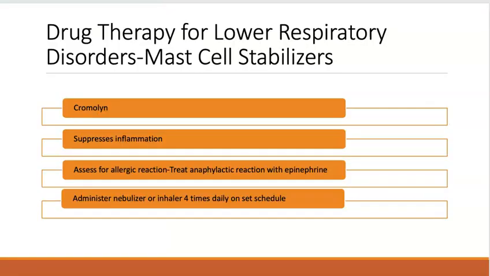Then we're going to talk about mast cell stabilizers. So this one talks about cromolyn. This one also suppresses inflammation. You want to assess for an allergic reaction because we have had people have allergic reactions to the cromolyn, and we would treat any anaphylactic reaction with epinephrine. And you would administer this nebulizer or inhaler 4 times daily on a very set schedule. Okay.